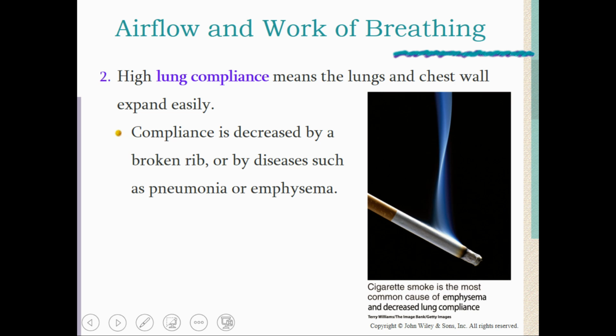Other things that can influence that is a broken rib. The pain of trying to take that breath will limit how much you can expand your chest, and just the breakdown of the structural integrity of your chest by that broken rib will make that more difficult. And there are some diseases such as pneumonia and emphysema, which make it more difficult for the lungs to expand.